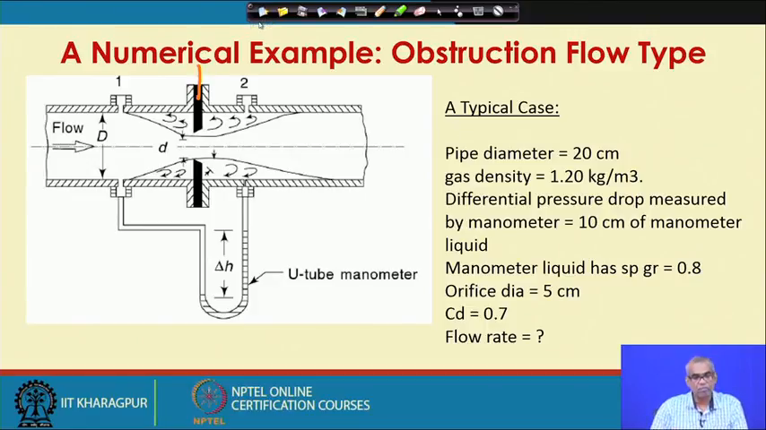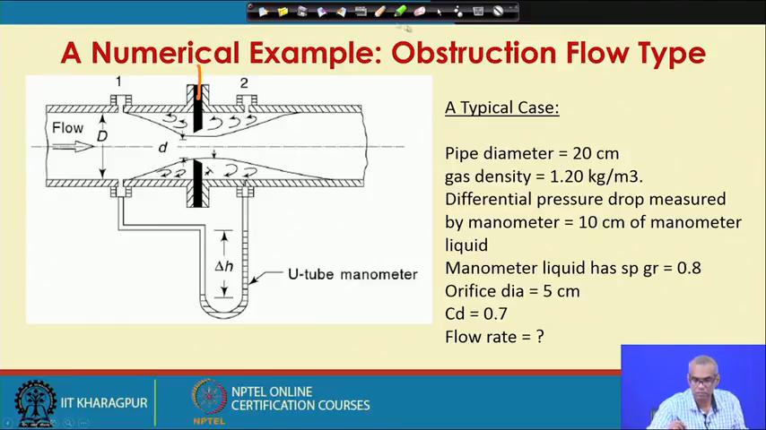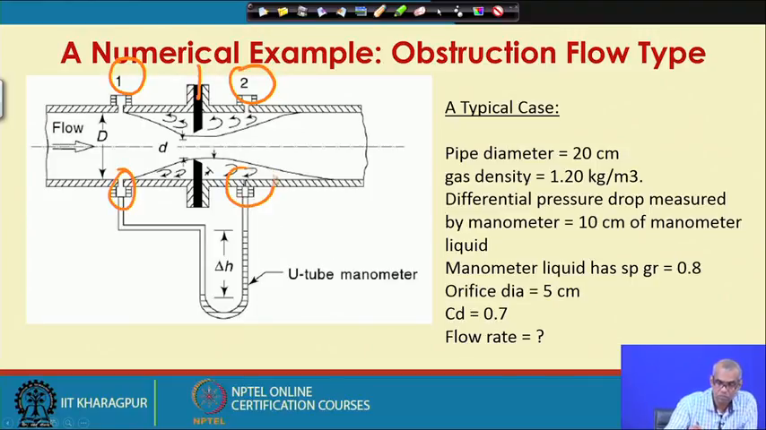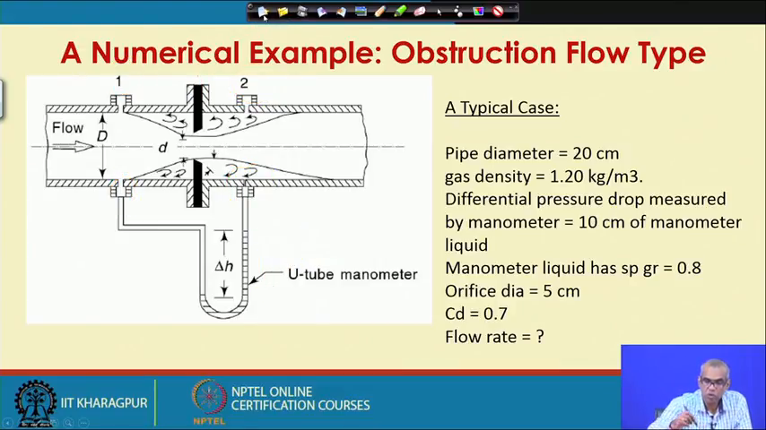So, what I will do is, I have this pressure connections 1 and 2, and I put both the limbs of the manometer to these ports, and the manometer shows me this delta H. So, now let us see how we solve this problem.